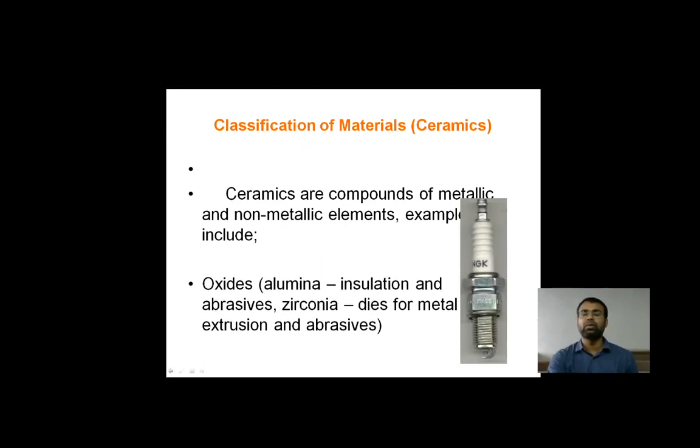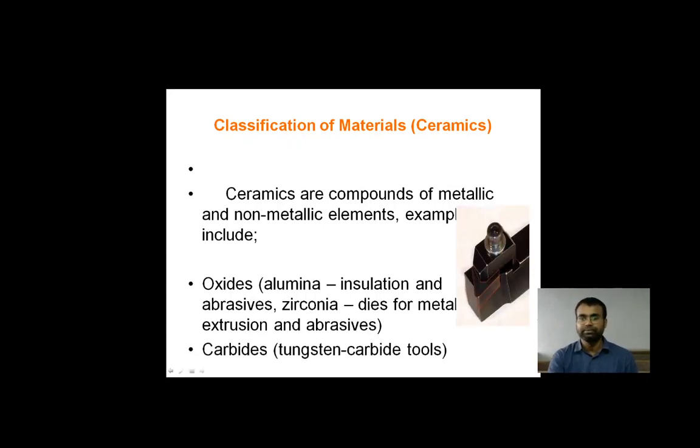An example, as you can see, is the oxide. This is the spark plug, which contains the oxide alumina as insulation, and the abrasive zirconia dies for metal extrusion and abrasive processes. That is how these materials and components are made. As you can see, they contain various kinds of components and materials. There is ceramic material, and there are metals also, and so on. That is how these things are maintained.